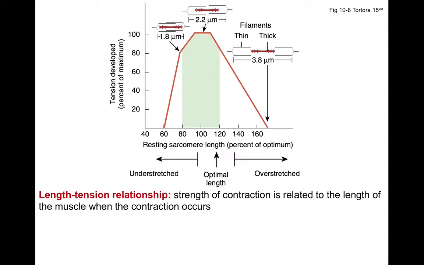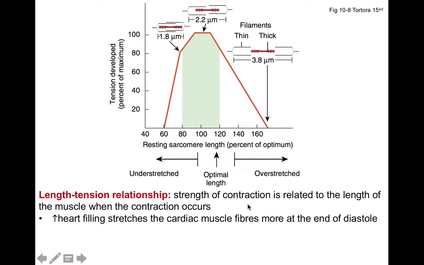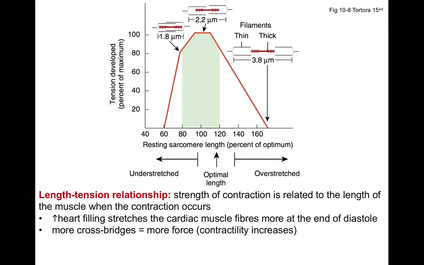So this is exactly the same as what occurs in skeletal muscle. It's the length-tension relationship, where strength of contraction is related to the length of the muscle when the contraction occurs. And this length of the muscle, when we're talking about the heart, is how stretched the ventricles are by blood. So increased heart filling stretches the cardiac muscle fibers more at the end of diastole, causing more cross bridges to occur between actin and myosin, which means you have more force of contraction.